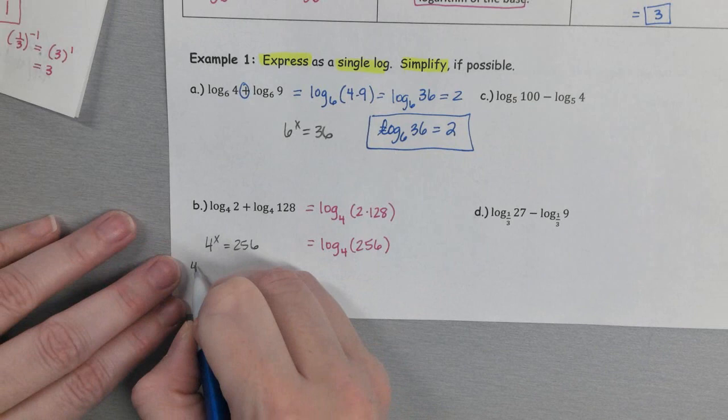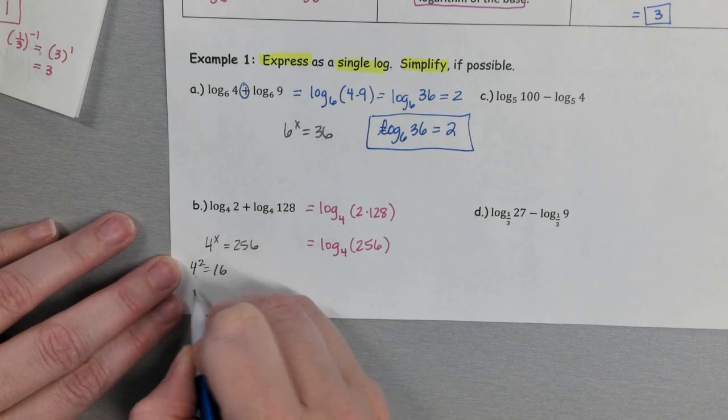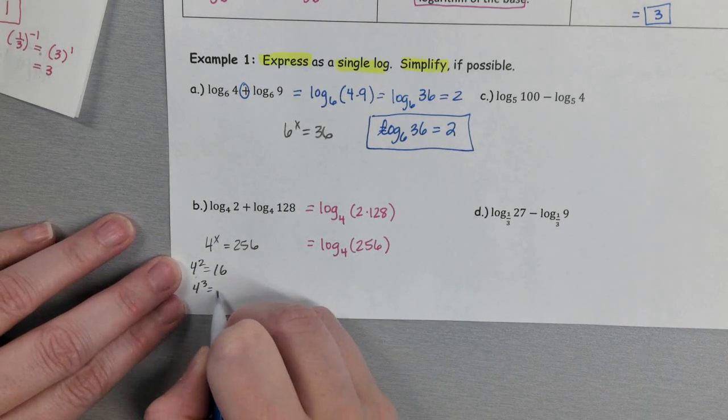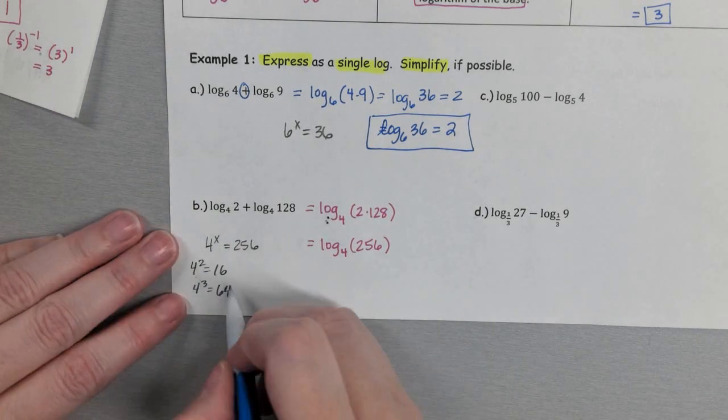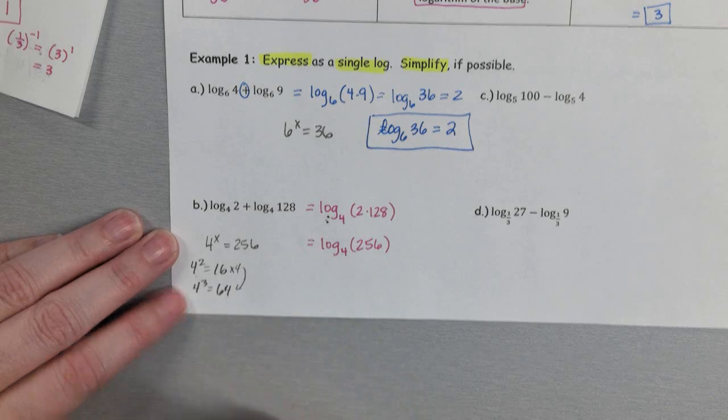16, and we should all know that. Well, and we do. And then 4 cubed is what? 64. And if we don't know that, we can just do 16 times 4, right? That's how you get 64.